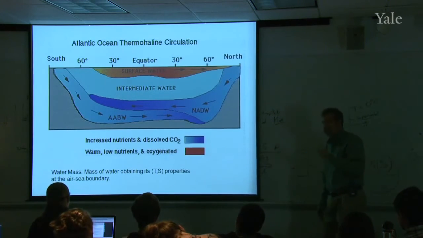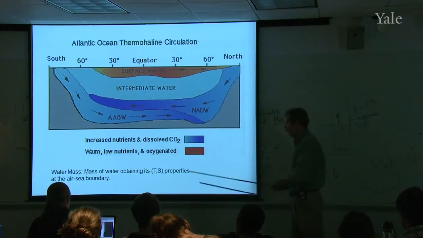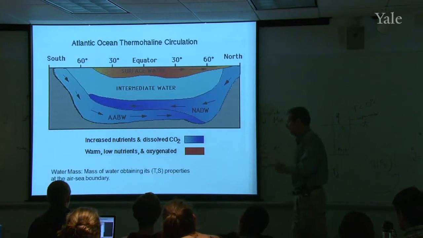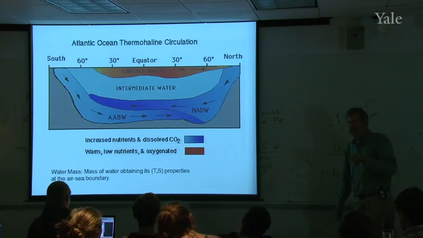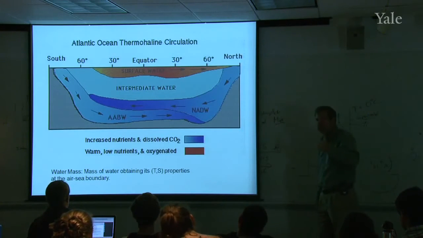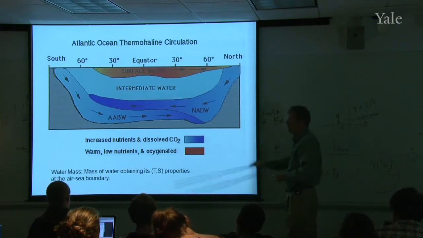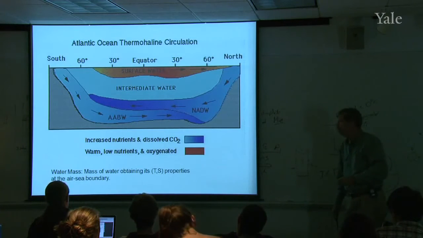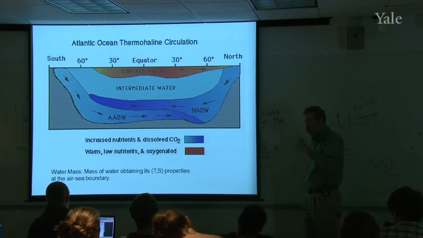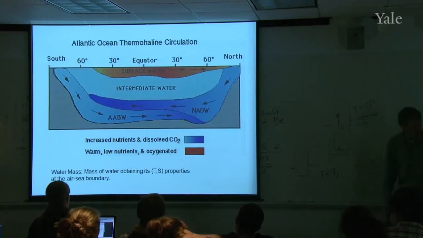So this is the concept of the water mass. In oceanography, we have this concept of the water mass. It's a mass of water obtaining its temperature salinity properties at the air-sea boundary, and then sinking and moving slowly, and for years retaining that property until eventually it mixes in with its environment. And these motions are driven by these slow thermohaline-driven currents. Questions on this? So this is the concept of the water mass in oceanography.